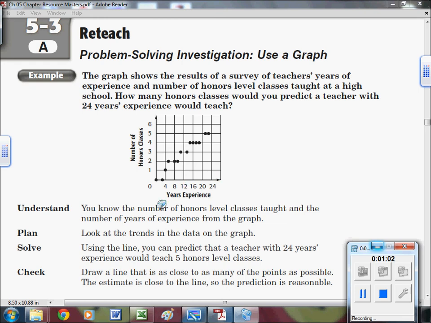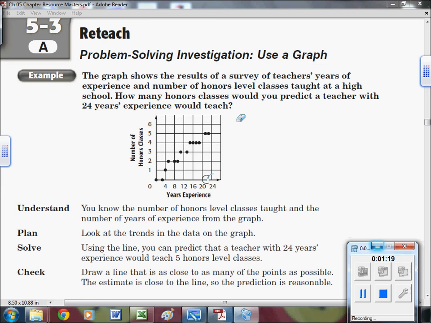So you see years of experience is down here, number of honors classes is here. So if you've got 24, there is no information here. So we have to make a prediction. That's what our job is. Our job is to make a prediction. Now, we don't have a perfect line, but here's what we can do. We can draw a line as an estimation.